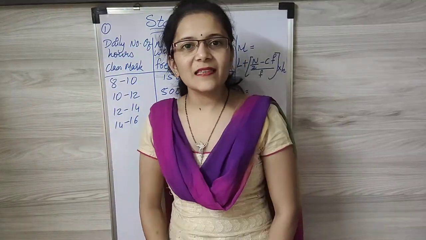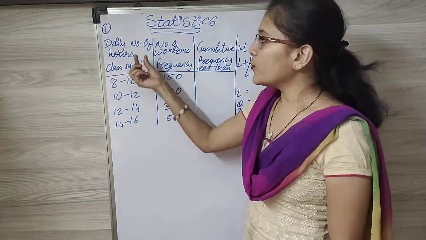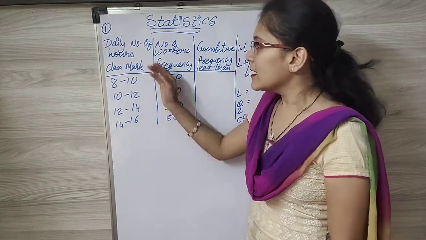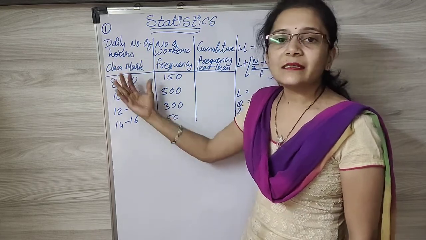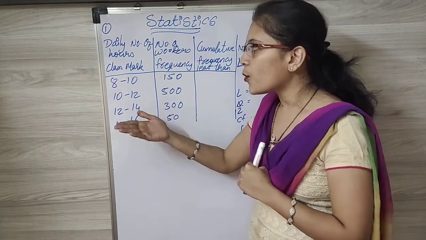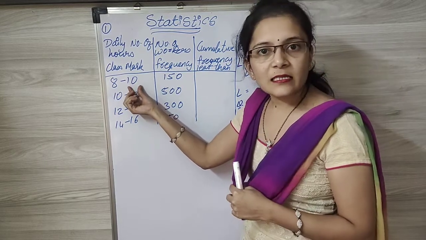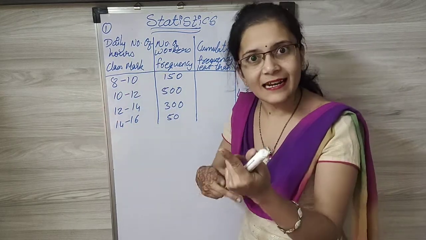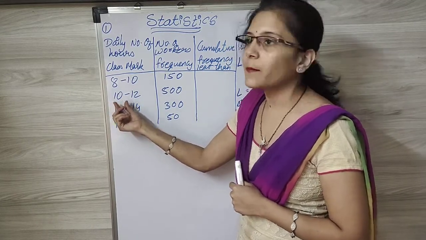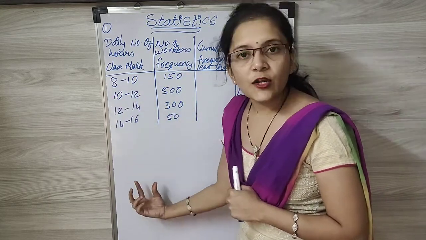Now the first sum based on the median. See here, daily number of hours, that will be our class mark: 8 to 10, 10 to 12, 12 to 14, 14 to 16. In this case, for the median, the class marks should be continuous. Continuous means 8 to 10: 10 is the upper limit of this class, but it should be the lower limit of the second class, that is 10 to 12. 10 is the lower limit of the second class and the upper limit of the preceding class, right? So this is called a continuous group.